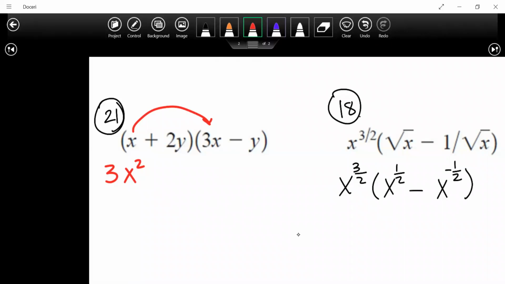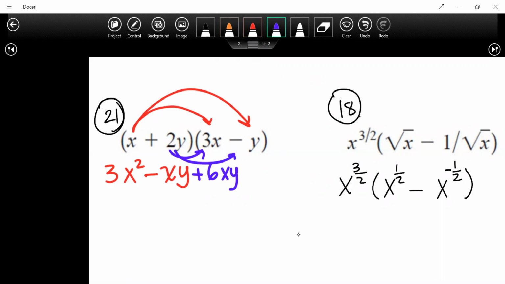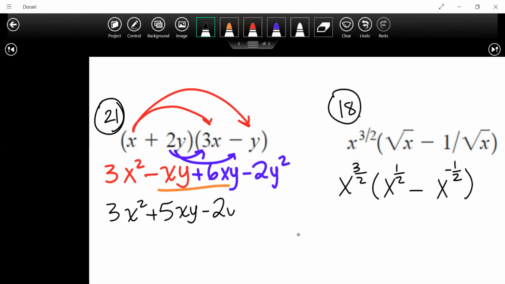Again, I'm going to do distributive property. Inner, outer terms become negative xy. Then my inner terms is going to give me plus 6xy. And then my last term will give me minus 2y squared. We can simplify out the inner terms and drop everything else: 3x squared plus 5xy minus 2y squared.